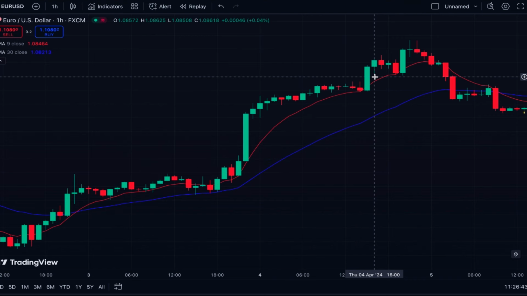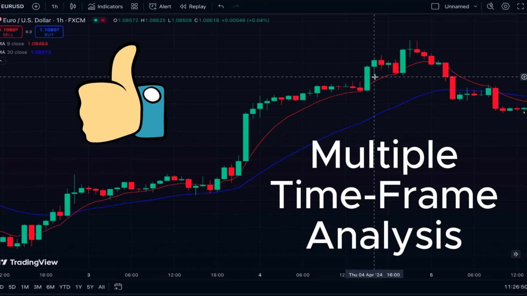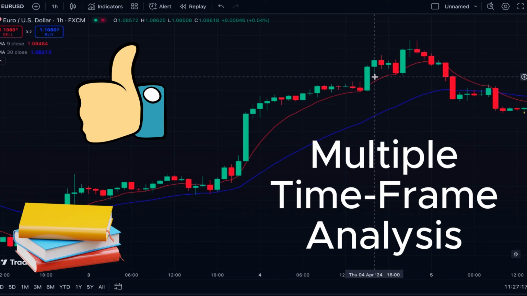Regarding the trend identification, it is also a good idea to analyze multiple time frames to find out what are the overall trend or major support and resistance levels in the market, so you will be sure that you are on the right side of the market. I have a complete guide on this subject. The link is also placed in the description, and I highly recommend you to watch it later so you can learn multiple time frame analysis.